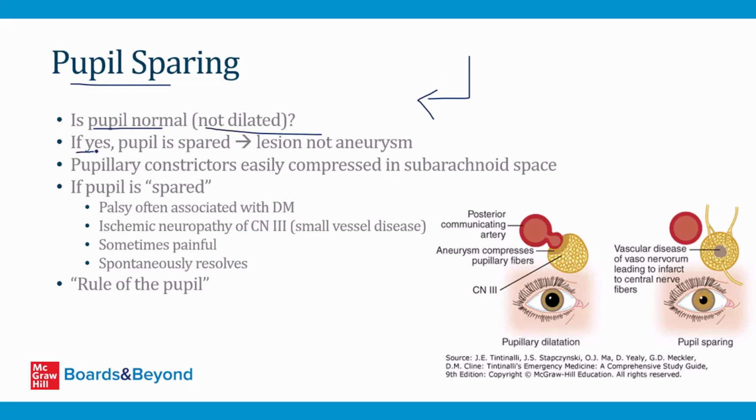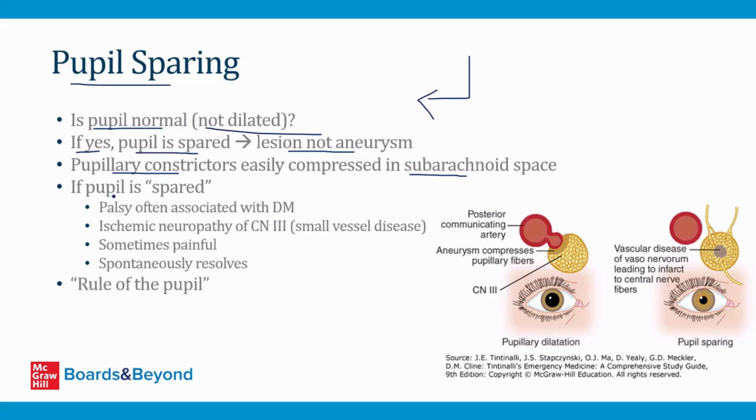If the pupil is normal, meaning it's not dilated, then we say the pupil is spared, and this means that the cause of the cranial nerve 3 palsy is not a Berry aneurysm. The reason for this is that the pupillary constrictor nerves are easily compressed in the subarachnoid space by an aneurysm. So if an aneurysm is causing the cranial nerve 3 palsy, you should have a dilated pupil.